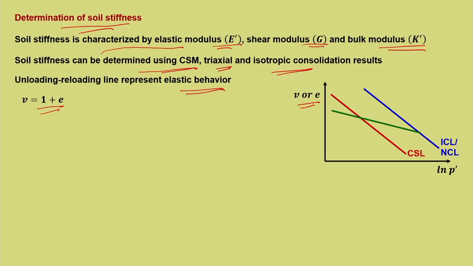But everything remains the same, the only thing is the axis changes by 1 plus e in the case of v. So, either I discuss in terms of e or in terms of v, the responses are the same, but the slope would change. It is lambda and Cc, Cc in e plot, lambda in v plot. So, there is only a difference in the slope values, but all the concepts remain the same. It is v or e versus ln p dash.